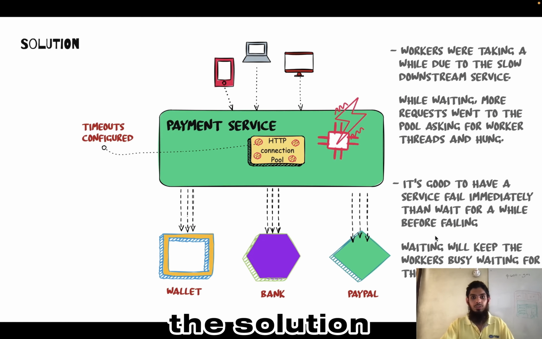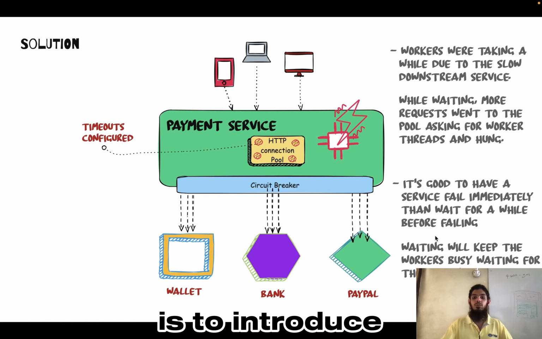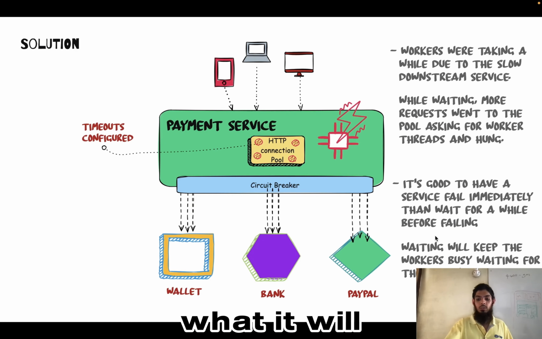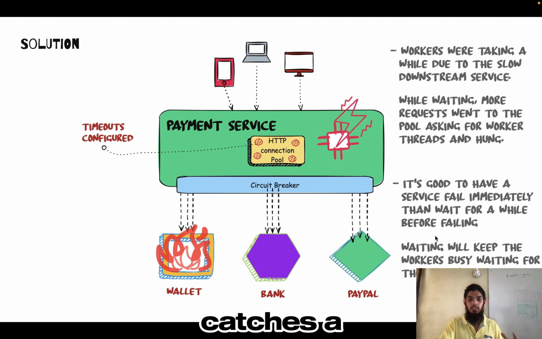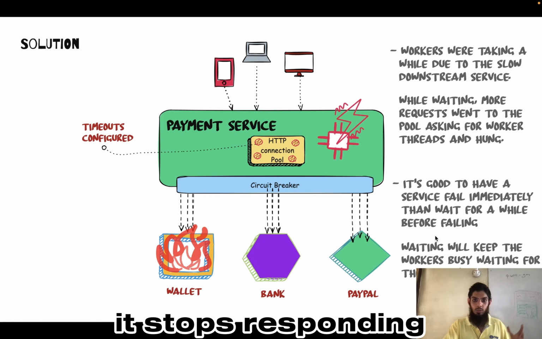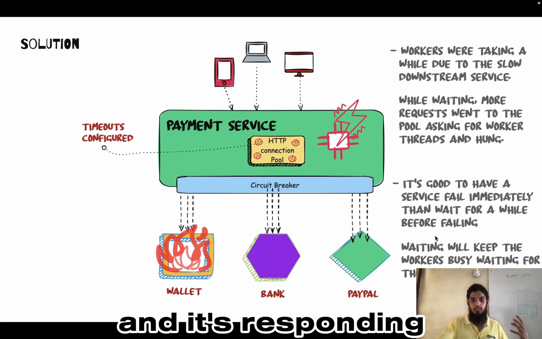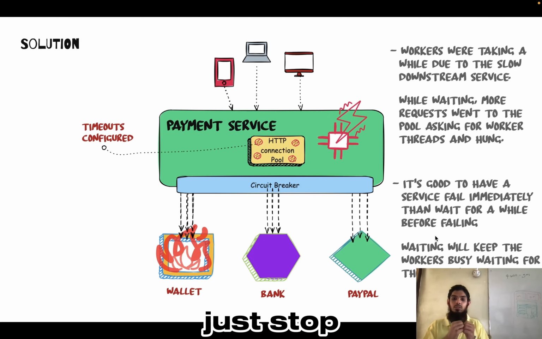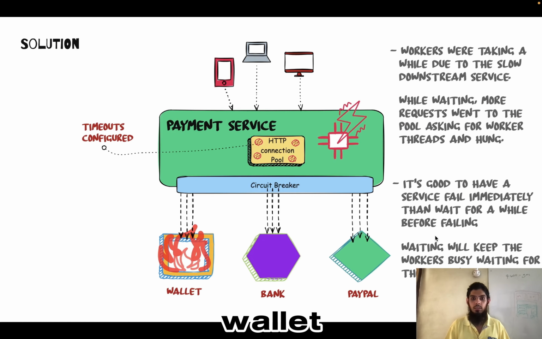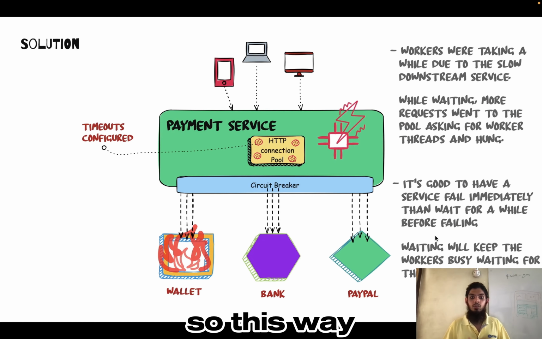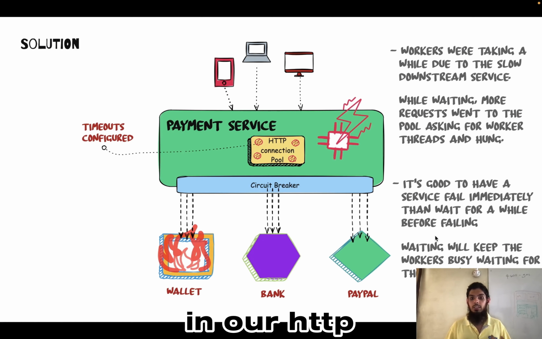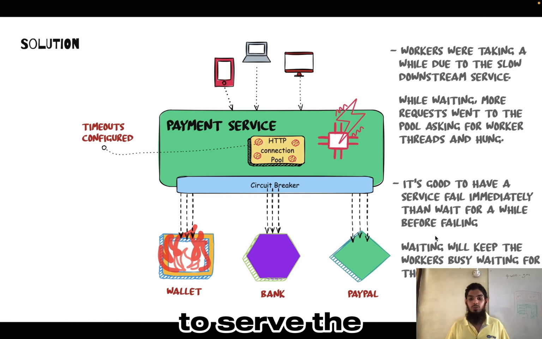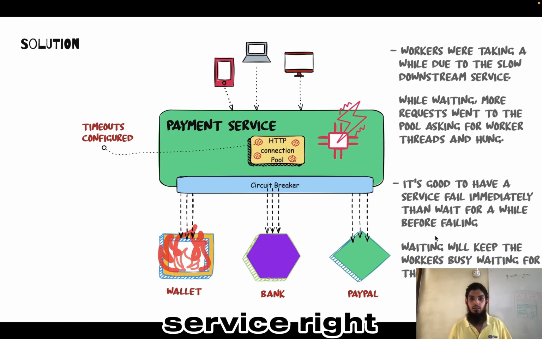Now, what's the solution to it? The solution is to introduce a circuit breaker. What the circuit breaker will do is that when the wallet catches fire, stops responding, or is failing and responding slowly, the circuit breaker will basically just stop sending requests to the wallet. It will just fail fast. This way, we'll have resources in our HTTP connection pool. The wallet service will just fail, but we will continue to serve the bank and the PayPal service, right?